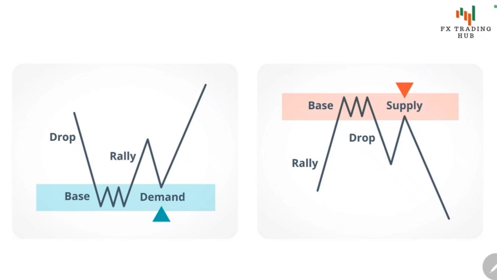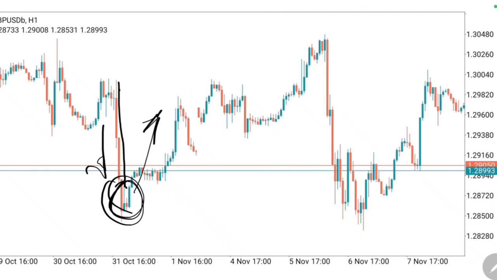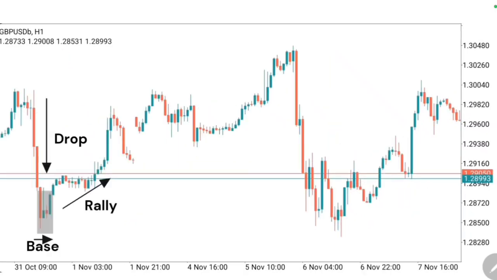You have the drop base rally demand zone and the rally base drop supply zone. So now let us look at an example of both. You can see here in this case, the market dropped, consolidated here, and rallied up. So this is a drop base rally demand zone. If you extend this base to this point, you will see that when the market returned to this base, the market was able to buy from there.